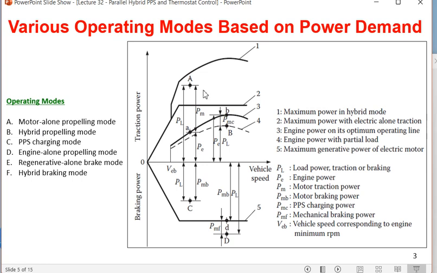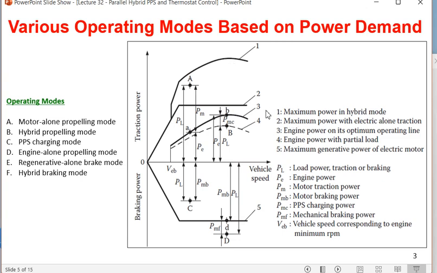So don't try to map this A, B, C, D with these modes A, B, C, D, E, F. Moreover, there are only 4 points A, B, C, D, and here you are finding there are 6 modes. So A, B, C, D cannot be mapped to A, B, C, D, E, F. These points are different, modes are different. So I told you all these 3 lines. Line number 2 is electric maximum power, line number 3 is engine maximum power. So 2 is motor or PPS maximum power, 3 is engine maximum power. If you add them, you get hybrid maximum power, that is line 1.